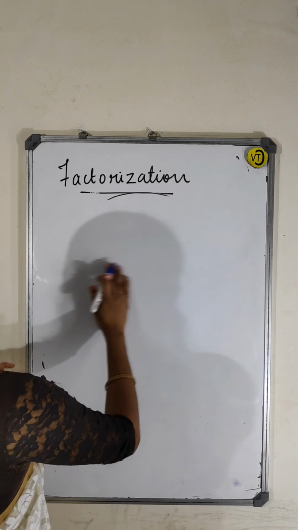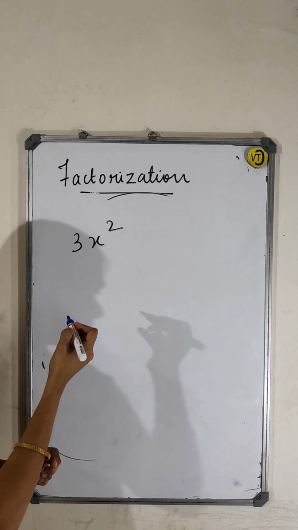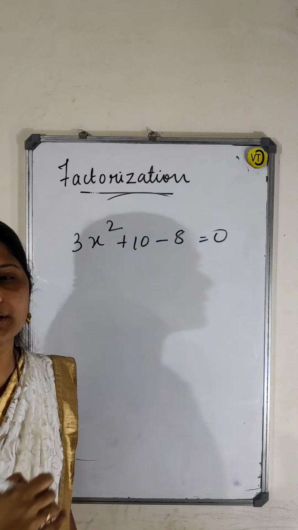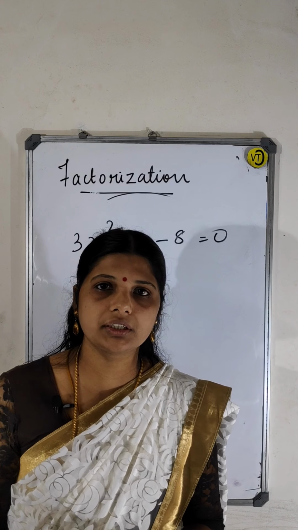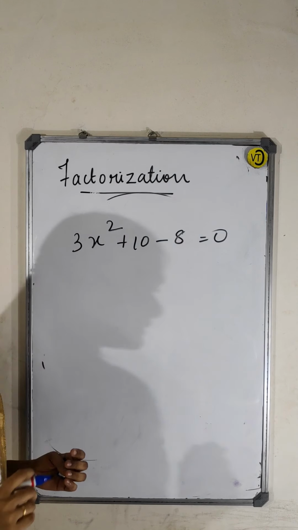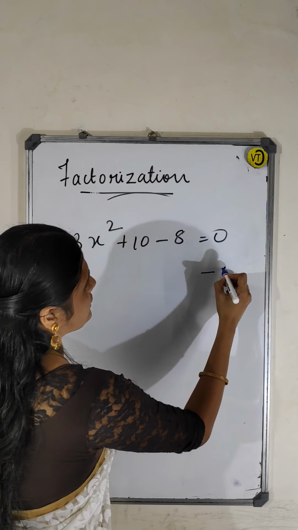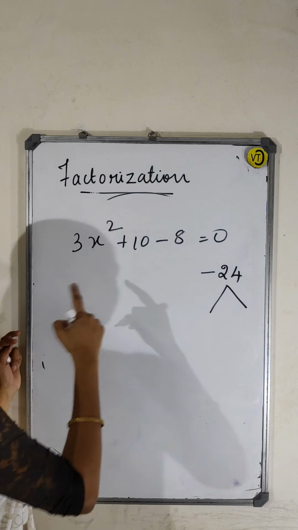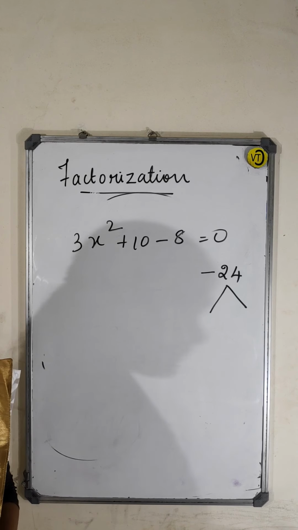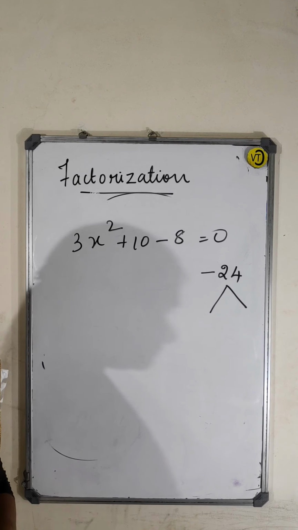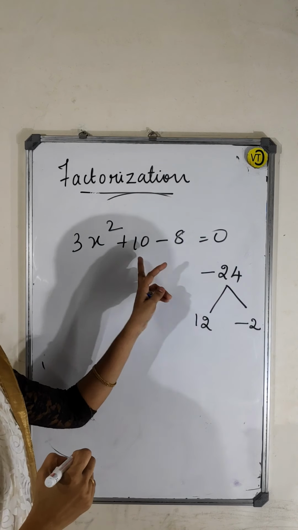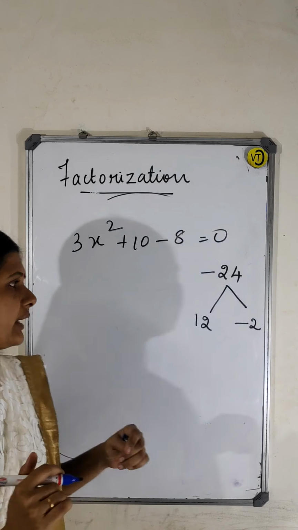The very last sum is here 3x square plus 10x minus 8, yeah, equal to 0. In the quadratic equation I want to do the factorization here. So this very same method you also do with me now. 3 into minus 8, so it will be like minus 24. Okay, you have to get it 10 now, right? So what you will get here? 12 into 2 is minus 24, and 12 minus 2 is 10 again.